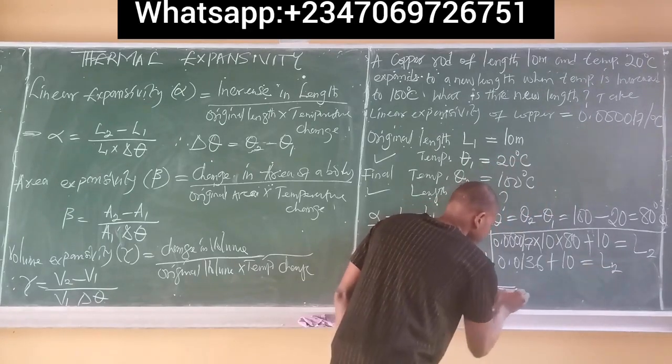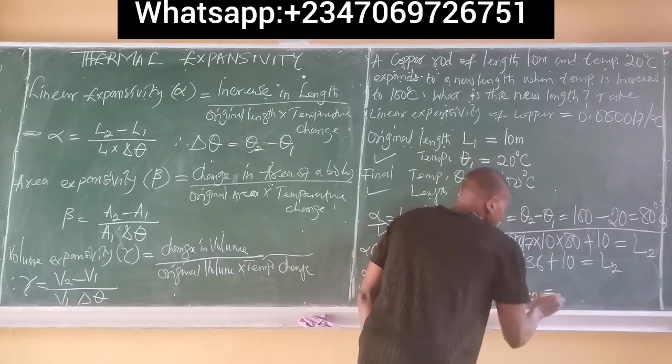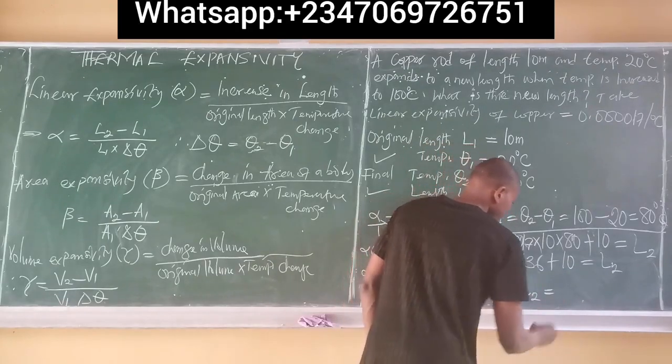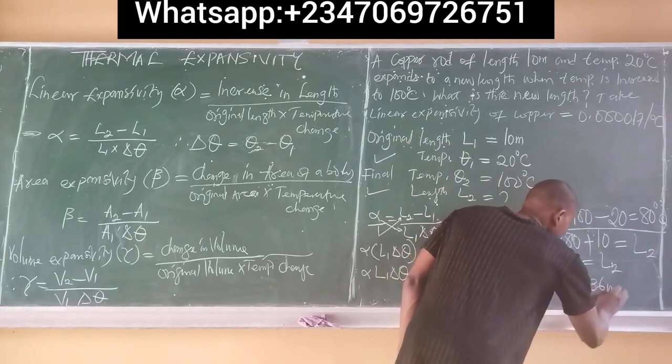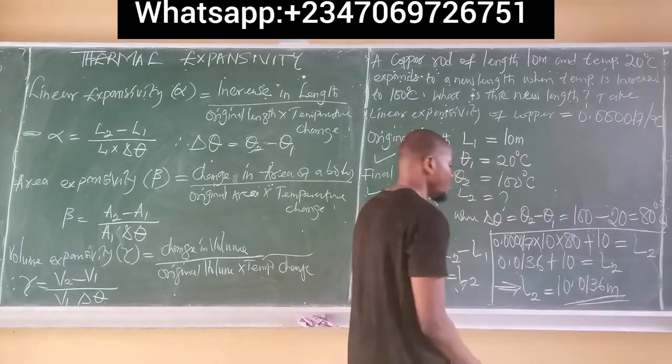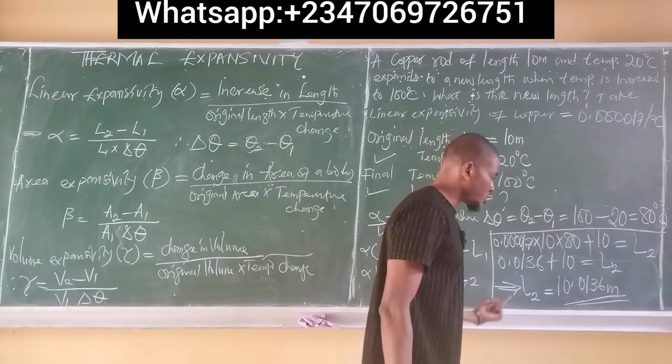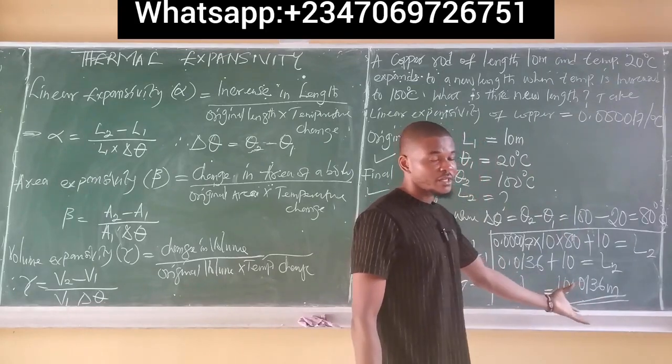So this simply implies that the final length L2 is equal to, we simply add this to 10, it becomes 10.0136 meters. Alright, so when that temperature is applied, the material expanded to this length. L2 is equal to simply this.